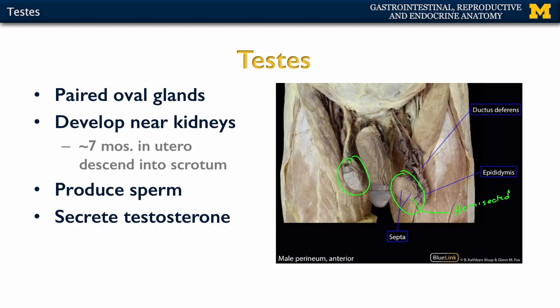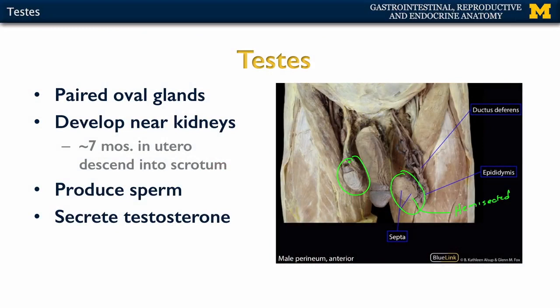Embryologically, testes are going to develop in the abdomen, very near the kidney, so fairly far up. So they have quite a ways to go in terms of the descent, which occurs around 7 months in utero. They will travel through the inguinal canal along with the contents of what we refer to as the spermatic cord, and in an adult individual they will be suspended within the scrotum, which is the skin that is going to hold the testes.